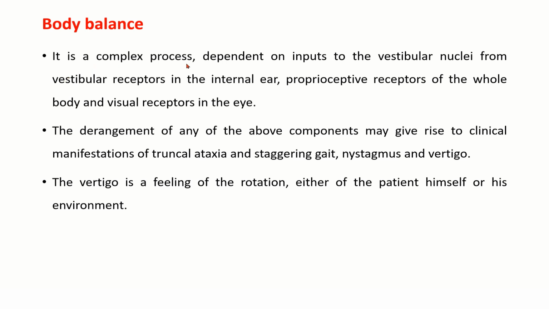Body balance is a complex process. There are three inputs: from the vestibular nuclei, from the proprioceptive receptors of the whole body, and from the visual receptors in the eye. Derangement of any of the above components may give rise to clinical manifestations like truncal ataxia, staggering gait, nystagmus, and vertigo. Vertigo is a feeling of rotation either of the patient himself or his surrounding environment.